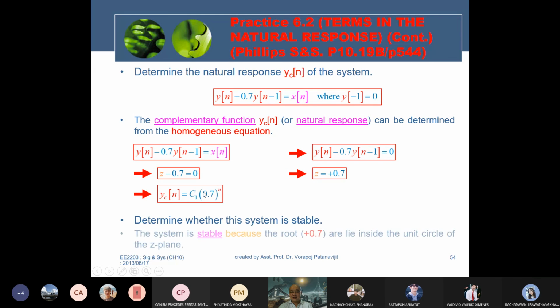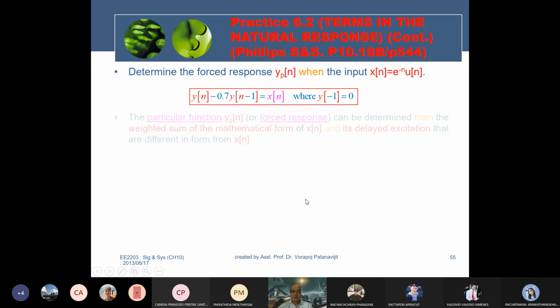Determine whether the system is stable or not. In this case, the root of the characteristic equation, z equal to 0.7, is stable. Therefore, you can conclude that the system is stable because the root equals 0.7 and lies inside the unit circle of the z-plane.